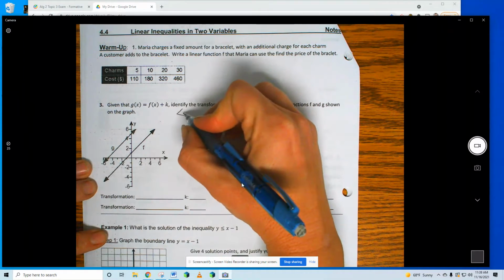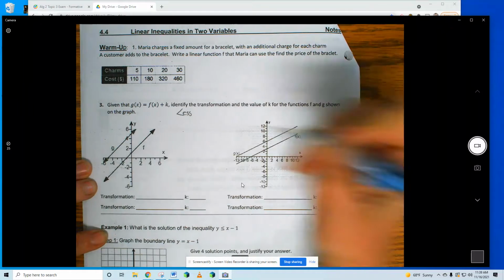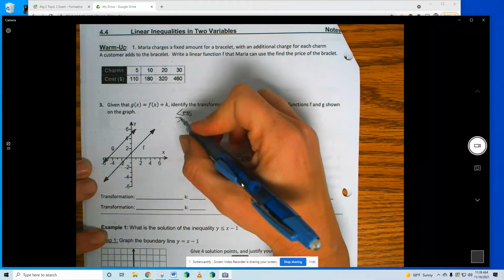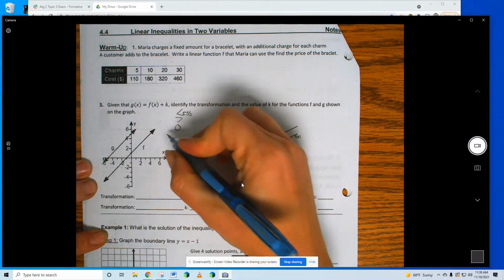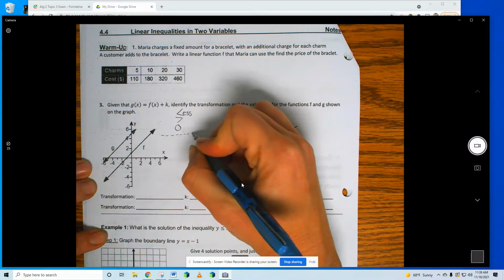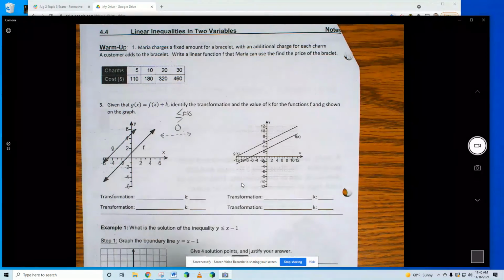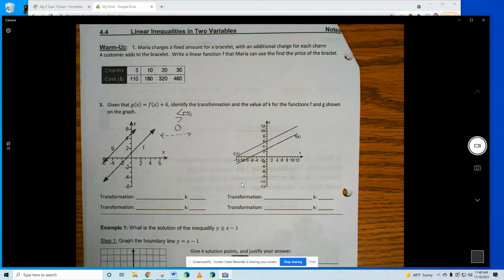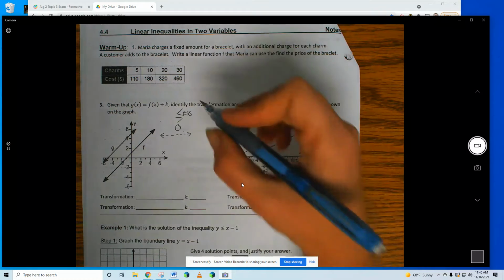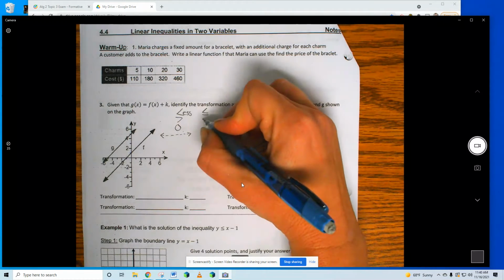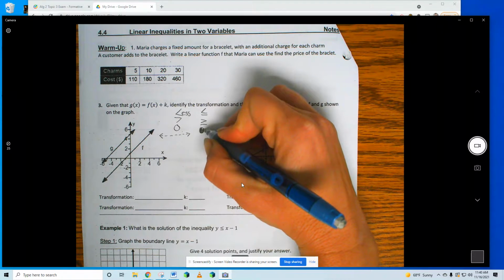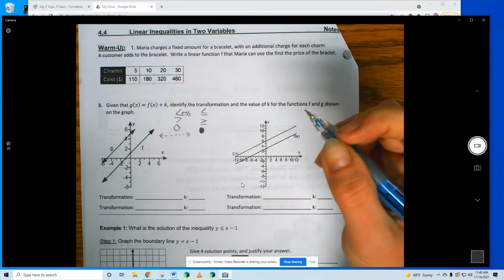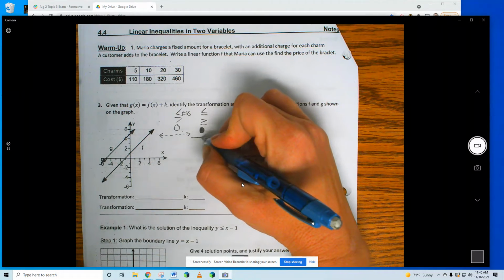Less than, did you know that less than makes an L? Greater than is going to be an open circle on a number line. And on a coordinate graph, it's a dotted line. If it is less than or equal to, or greater than or equal to, that's a closed circle, which is a solid line on a coordinate graph.